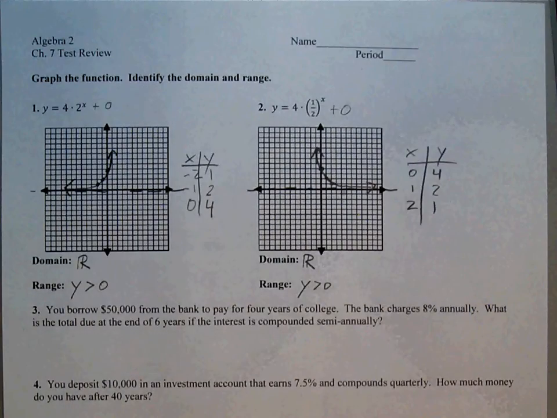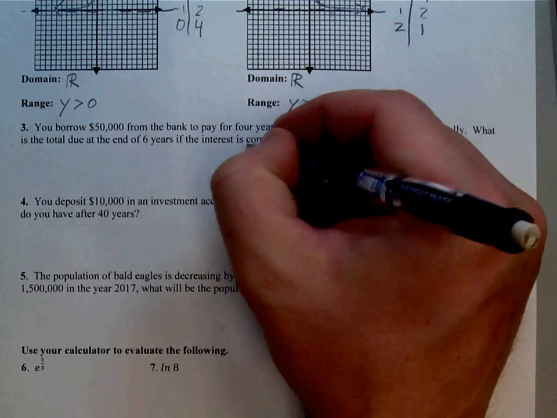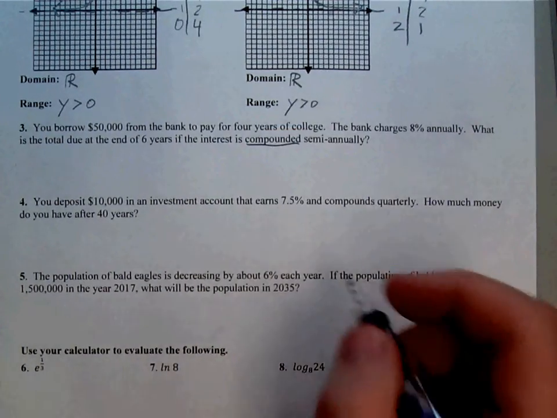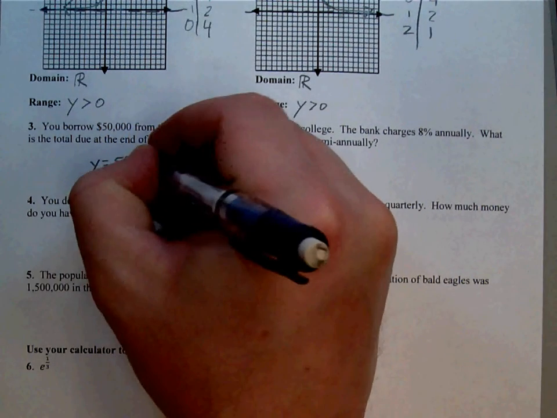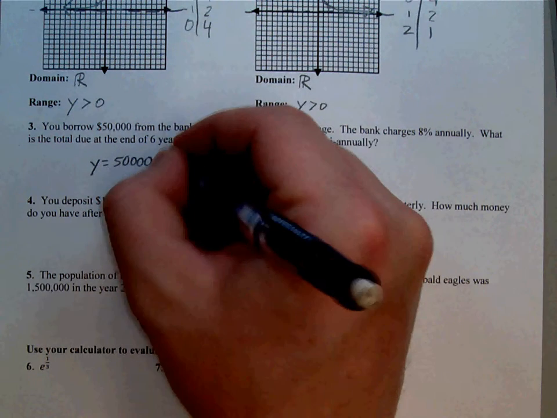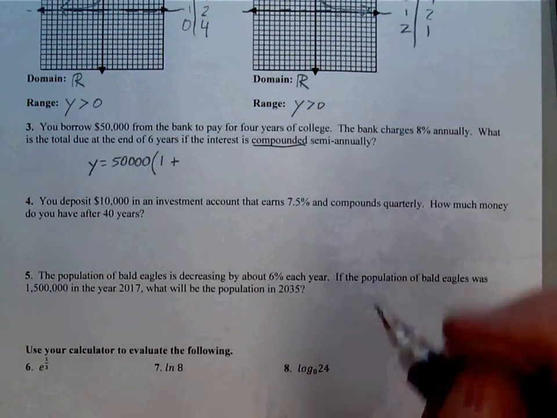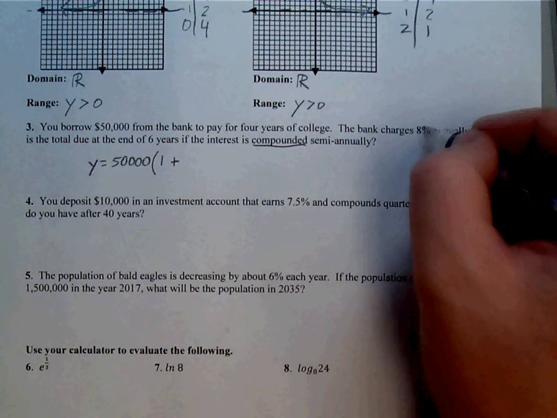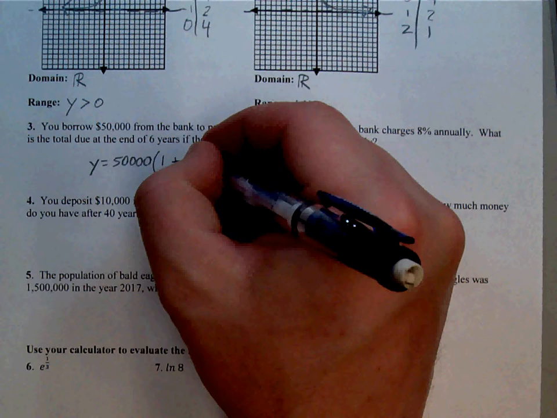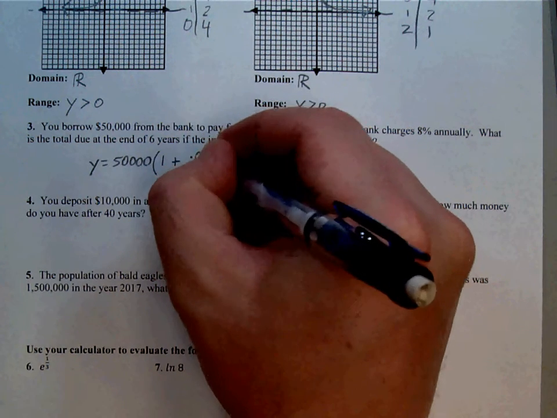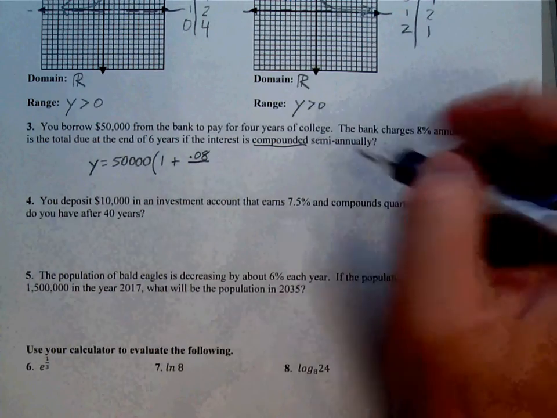All right, now, number 3 tells us that interest is compounded. So this is a compound interest problem. So we take our initial amount, 1 plus, then you take your percent, your rate, change it to a decimal. So I have to move the decimal 2 places to the left. So it'll be a 0.08.